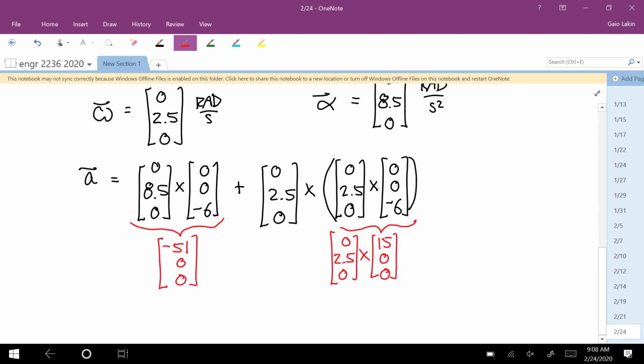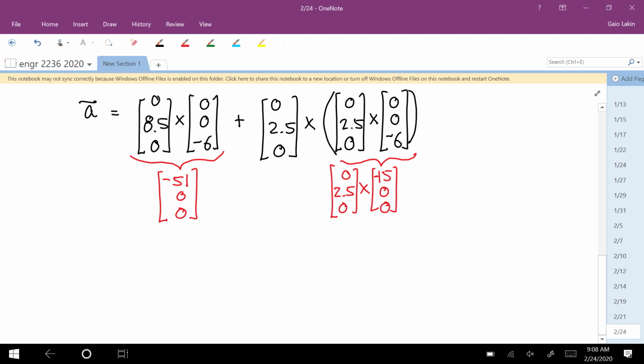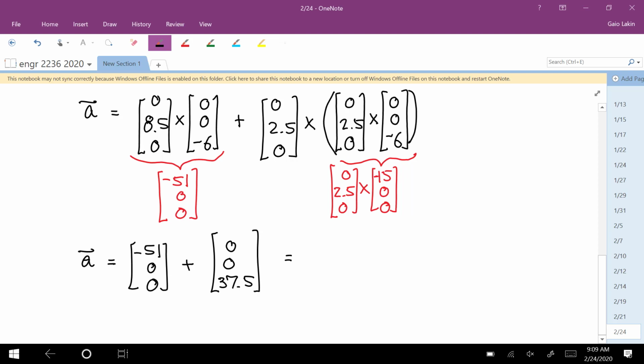Which one? Yep, you're right. Thank you. And so we get the acceleration is -5100 crossed with 0. Oh no, not crossed with. I'm sorry. We're just adding these. So this term is in the z direction, 37.5 positive. So the acceleration of that top book that we're looking at is -51, 0, 37.5.